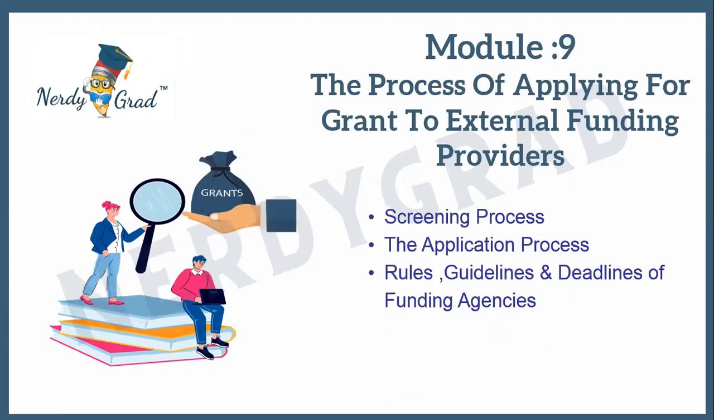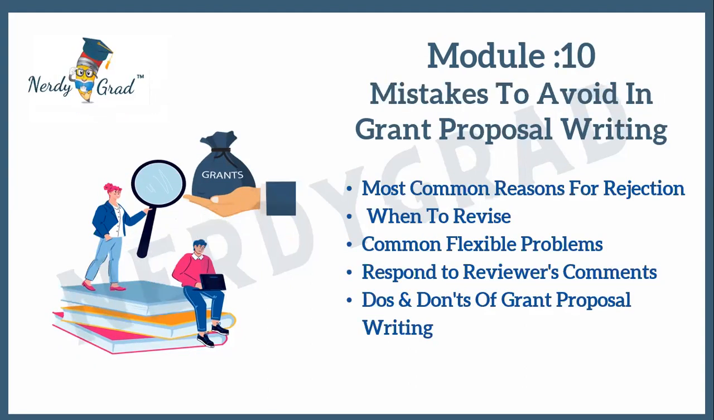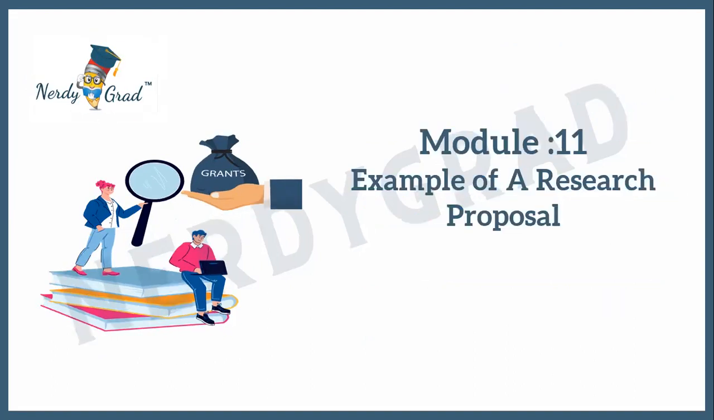Then we'll see the module which talks about the process of applying for grants to external funding providers. So the subheads are screening process, the application process, rules and guidelines and deadlines of the funding agencies. Module 10 is about mistakes to avoid in a grant proposal writing. And the subtopics are most common reasons for rejection, when to revise, common flexible problems, response to reviewers' comments, do's and don'ts of grant proposal writing. Then the last module, we'll see an example of a research proposal.